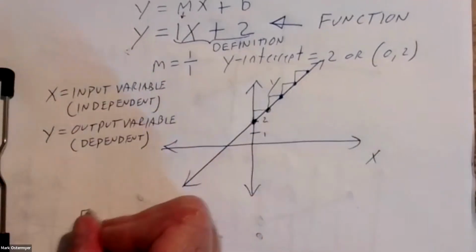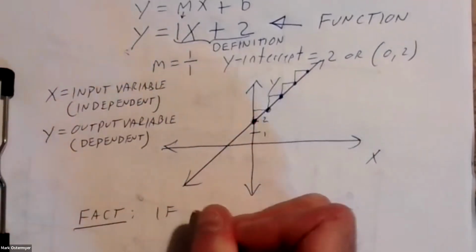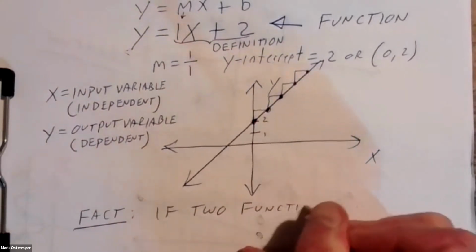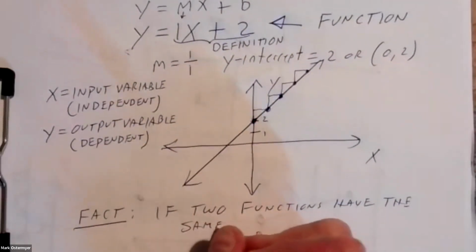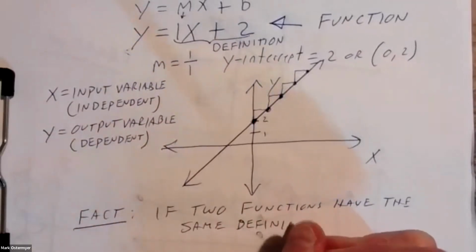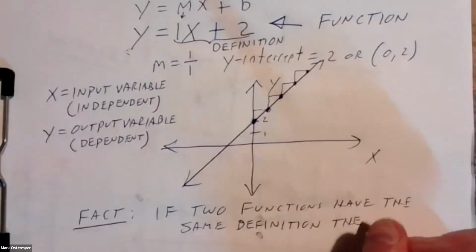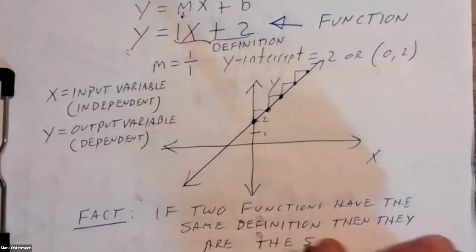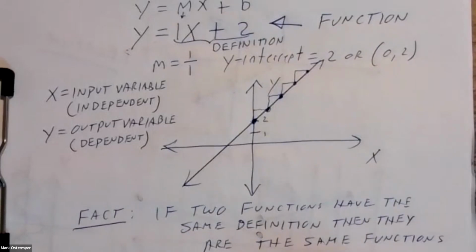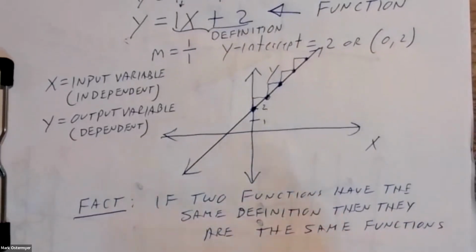Okay, now this is a well-known fact. If 2 functions have the same definition, then they are the same function. Identical functions. So it really doesn't matter what we call the input and output variable. As long as the definition remains the same, we have the same function. So it's the definition that characterizes what a function is all about. It's not really what you call the input and output variable.